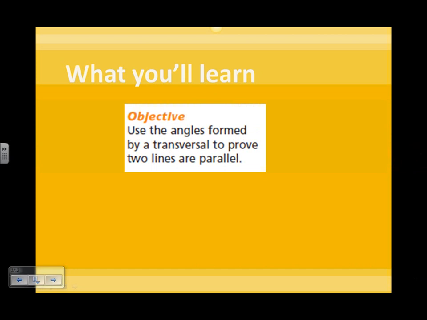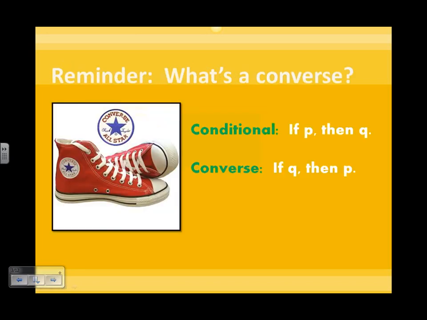In this particular lesson there's only one objective, and that's to use angles formed by a transversal to prove that two lines are parallel. If you recall from the last section, we were using the fact that the lines are parallel to prove something about angle pairs. So what we're doing in this section is just the complete converse of what we were doing in the last section. Remember what a converse is?